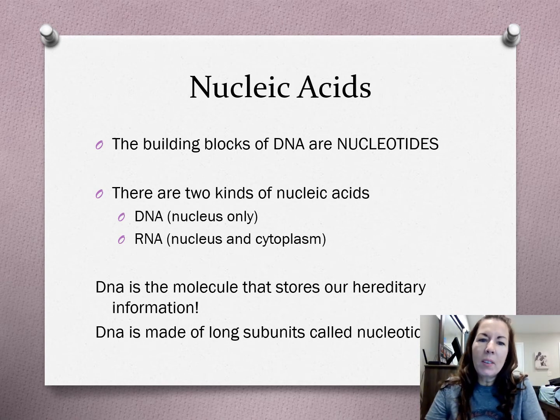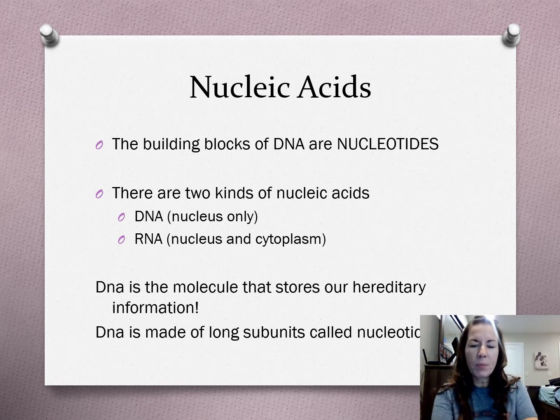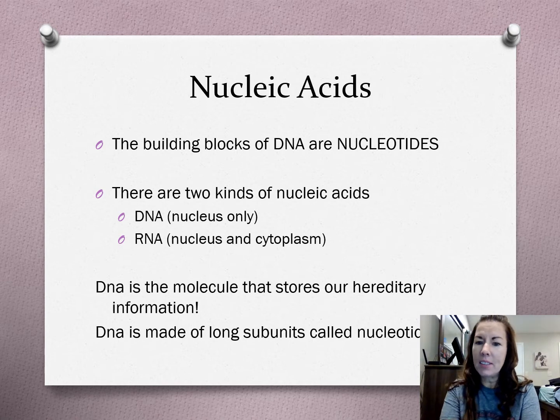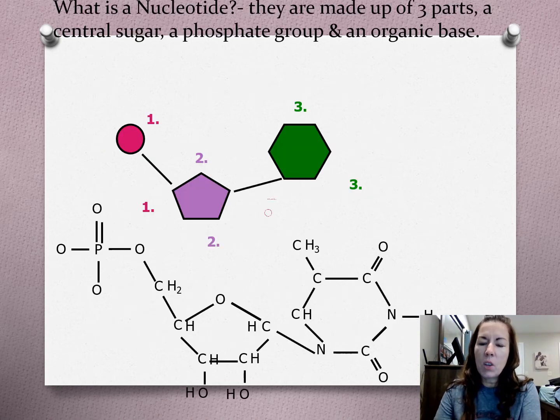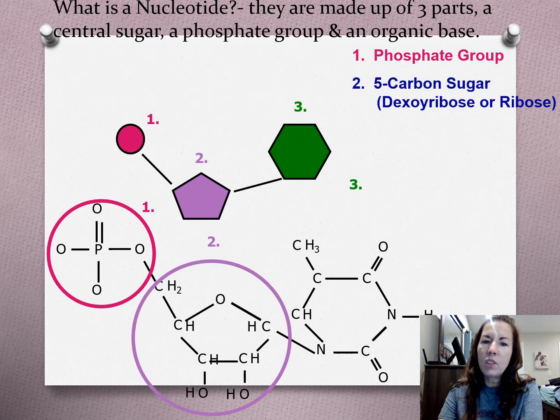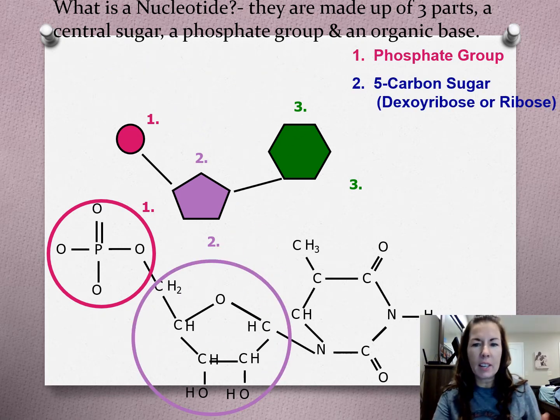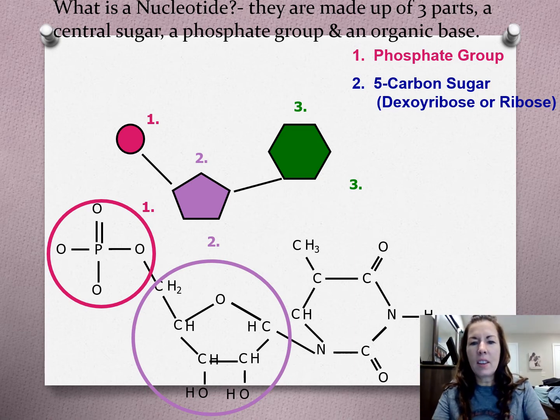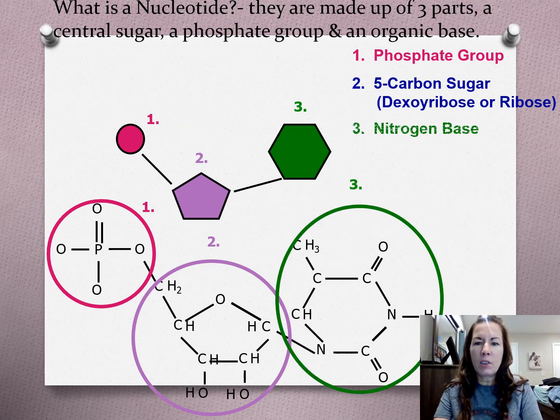So what we know about DNA now is a whole lot more. We know that DNA is a nucleic acid, and we know RNA is a nucleic acid. So DNA is in the nucleus only, RNA is found in the nucleus and the cytoplasm. And building blocks of DNA are actually nucleotides, all joined together. So a nucleotide is made up of a phosphate group, a sugar, which is deoxyribose for DNA and ribose for RNA, and then a nitrogen base.